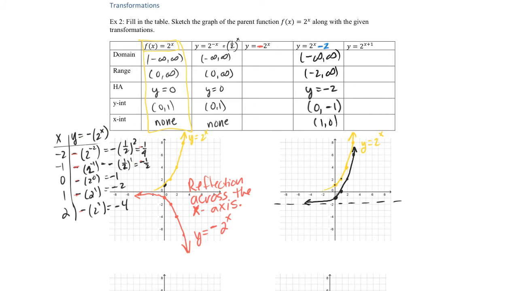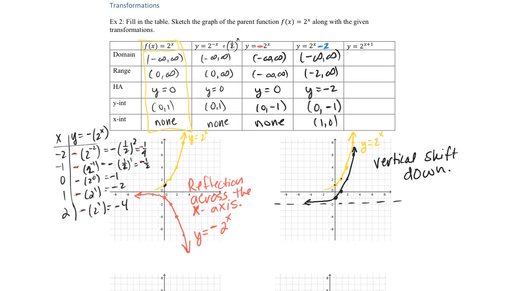I didn't write this one down. This was my reflection across the x-axis, so we had the same domain. But now my range goes from -infinity to infinity, and my horizontal asymptote is still y equals 0. And then my y-intercept is now (0, -1). And I have no x-intercepts. Okay, so we have a reflection, then we have a vertical shift down.